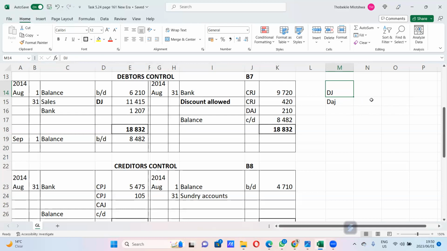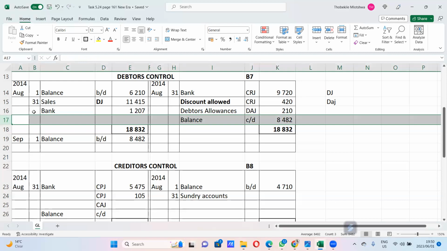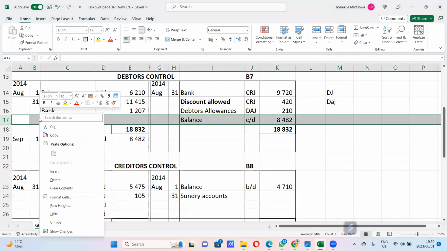So you already know, those are the only columns. There's nothing else. That's how you know that when it says DJ, it will be sales, and it will be the debit side because it's increasing the debt. When it says DAJ, it's reducing the debt. It's just debtors allowances. People are returning. It's reducing the debt. But the contra account is no longer sales, it's going to be debtors allowances. So when you see DAJ, you know that it's debtors allowances. And that's it.